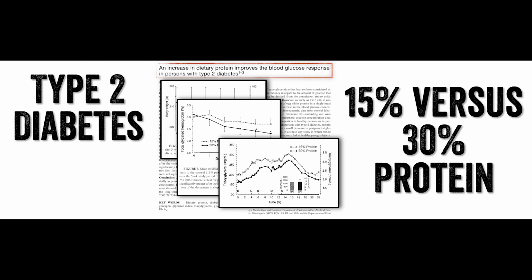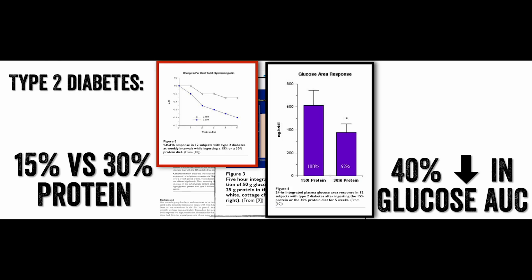Here's another study in type 2 diabetics. These authors realized, hey, protein lowers people's blood sugars. 15% versus 30% protein. The high protein group had a 40% drop in glucose area under the curve and a dramatic decrease in their hemoglobin A1C, or 3-month glucose average.